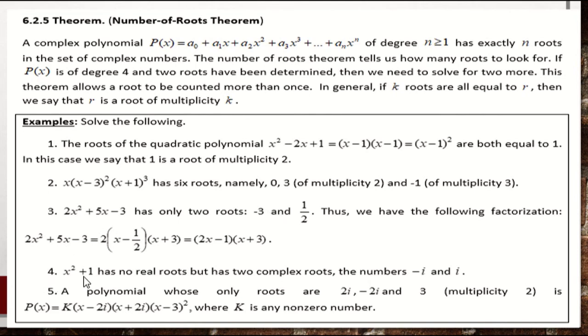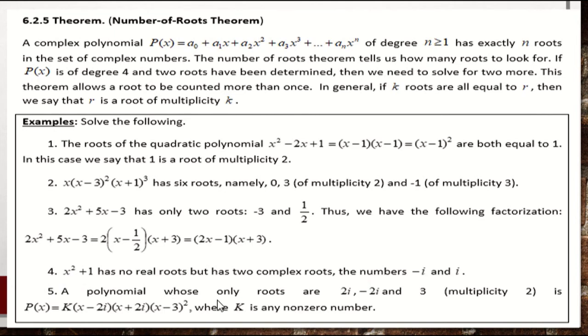Number 4, x squared plus 1 has no real roots but has 2 complex roots, the numbers negative i and i. So, paunsa man ni siya ma-0 nga polynomial. So, kung ang atong x negative i ra or i, kay negative i squared is negative 1 plus 1 ma-0 siya. Kung i squared pod, negative 1 plus 1 ma-0 pod.